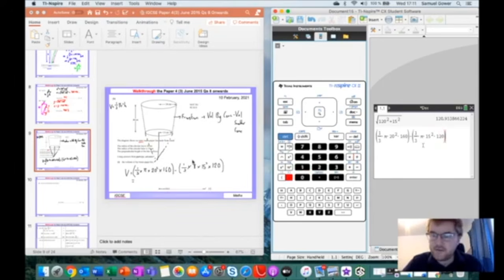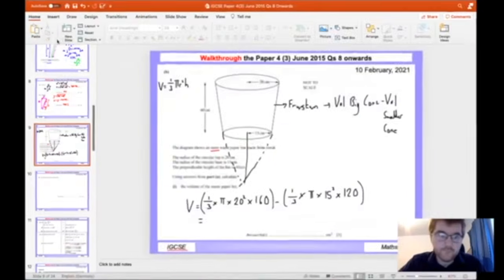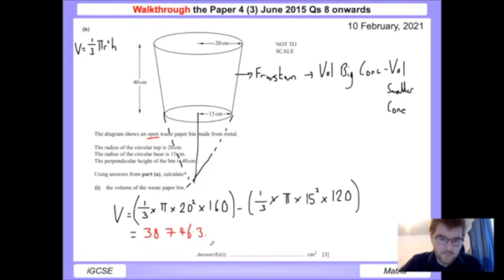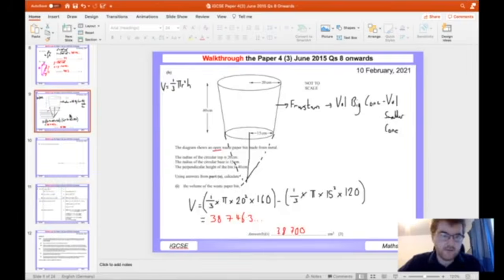And if we put that all into our calculator, we get the answer of 38,746.3. Always we're going to write down a few decimal places and then round to 3 SF. So the 3 SF is going to be 38,000. Which is the answer right here.